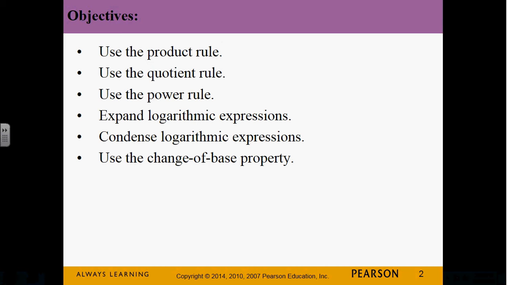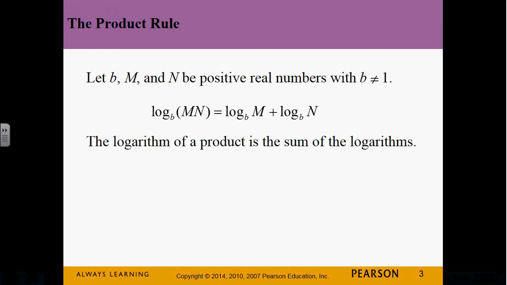All right. So in this section, we're going to talk about three rules: product rule, quotient rule, and power rule. We want to be able to expand logarithmic expressions and condense them, and we're going to use these three rules to do that. And the last thing is change of base property, which comes in super handy because as you know, there's only two log buttons on your calculator, common log and natural log. So what happens if you want to find log base 5 of 83? You're going to use change of base formula, okay? So we'll get to that in a little bit.